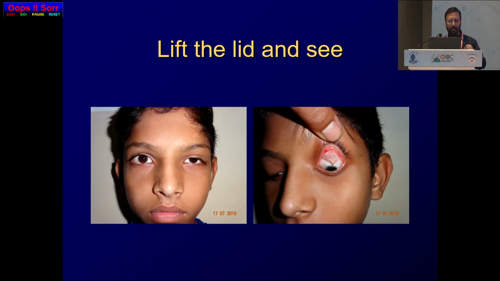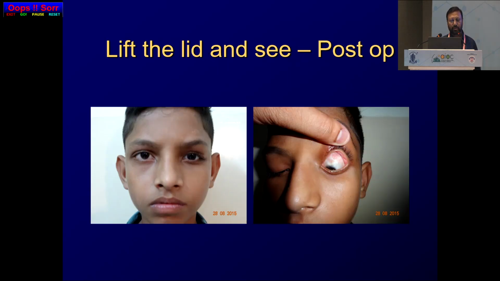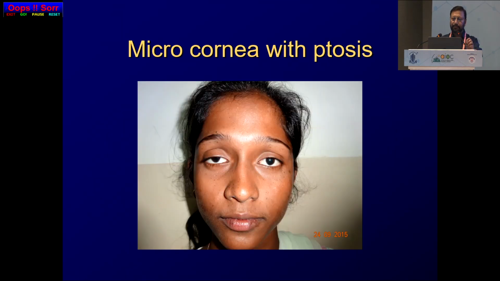Similarly, in this case, the child never gave a history of any trauma, but on everting the lid you see there is a huge lesion below the lid, which is adhering to the undersurface and causing ptosis. So it was a case of pseudoptosis, and once I excised that lesion, the ptosis got automatically corrected. I did not do any ptosis correction for this child.